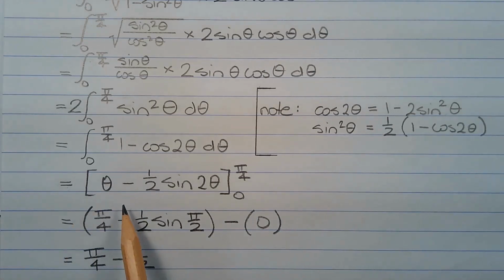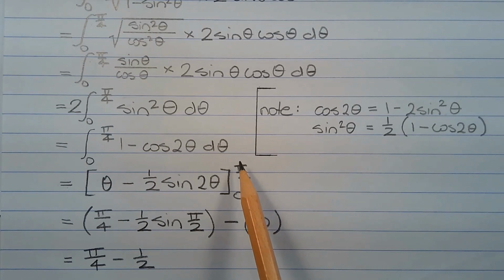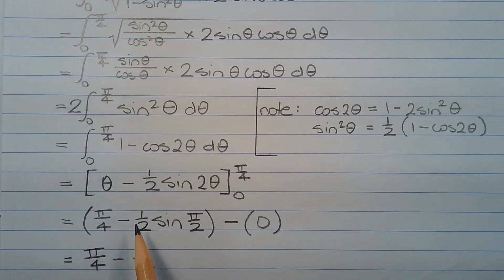which equals theta minus half times sine 2 theta from theta equals 0 to theta equals pi over 4. And applying the limits of integration, that equals pi over 4 minus half times sine pi over 2 minus 0, which equals pi over 4 minus half.